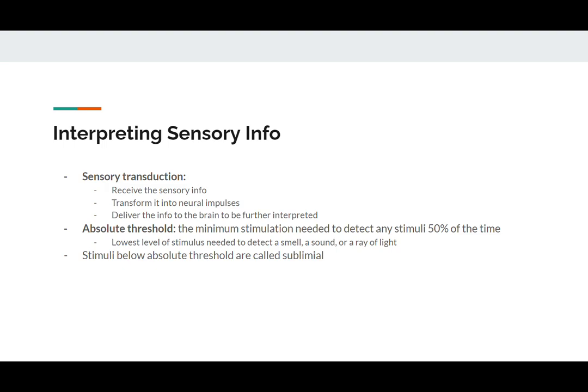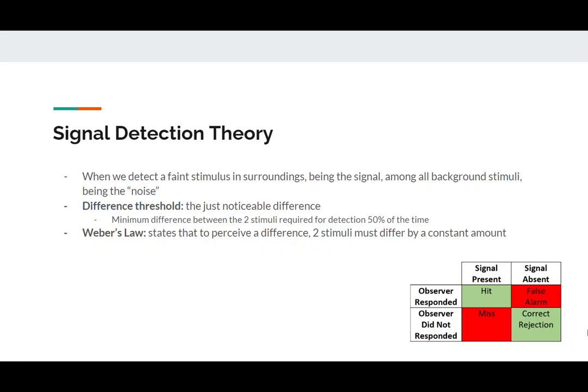Gestalt psychologists studied our awareness of faint stimuli and coined the term absolute threshold. This is the minimum stimulation needed to detect any stimuli 50% of the time. In basic terms, the absolute threshold is the lowest level of stimulus needed to detect a smell, a sound, or a ray of light. Stimuli that are below your absolute threshold are considered subliminal because they are there but you are not consciously aware of them. This diagram on the right corner here shows the absolute threshold.